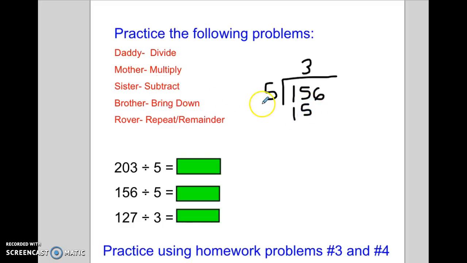Then I do sister, subtract. 15 minus 15 is 0. Then I go to brother, bring down. And look, I do have something to bring down this time. I'm going to bring down that 6.